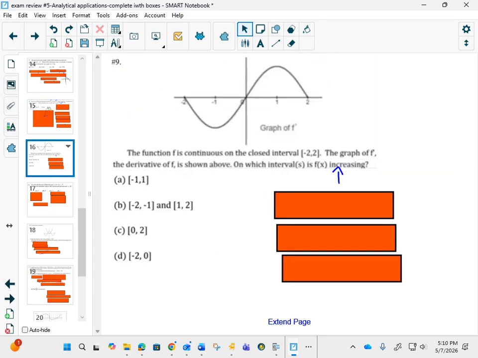Alright. f is continuous. The graph of f prime is shown. On which intervals is f increasing? This is a very happy one. This is one that takes you 5 seconds. 0 to 2, because you need this to be positive. Here it's negative, that means it's decreasing then increasing. I hate graphs.